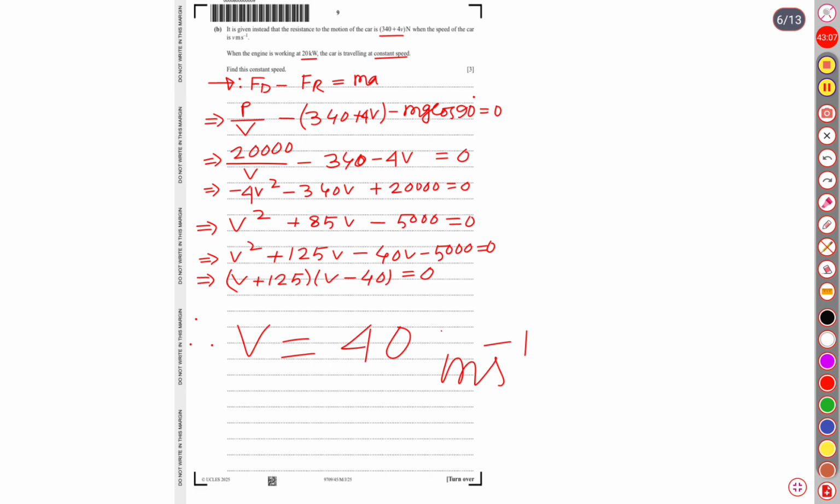Since if you want to reject, you can show a cause: since v is greater than 0 because it is speed. Speed can never be negative. So let's see the next question. Since there is no more question left under the topic of motion law of Newton for the summer session 25, we are moving on to the next topic.